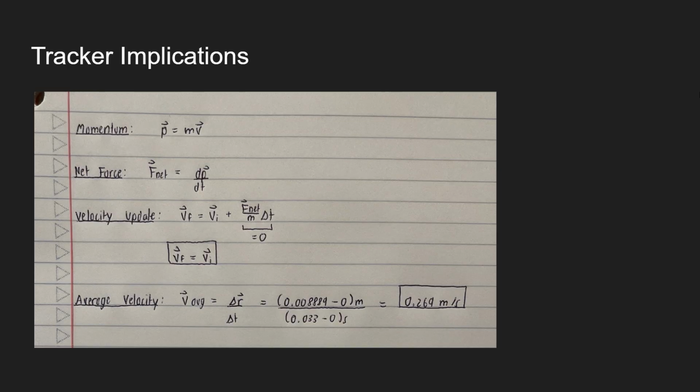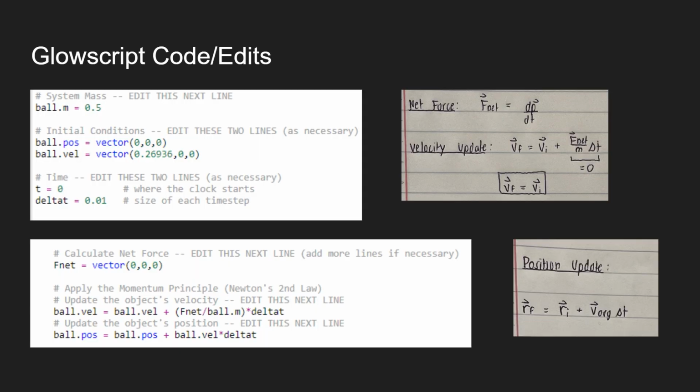I have set the object's initial position and time to be 0 meters at t equals 0 seconds, and the final position and time to be 0.008889 meters at 0.033 seconds, calculating the average velocity and the object's initial velocity to be 0.269 meters per second.